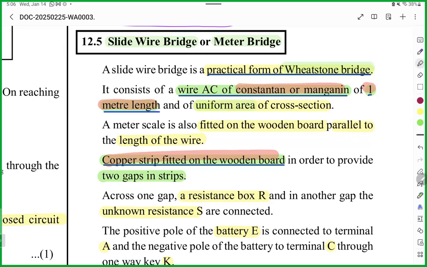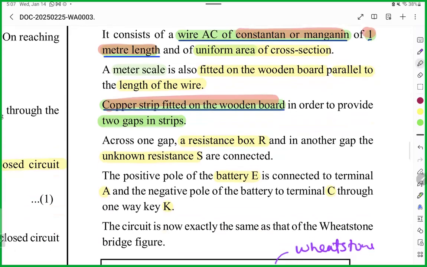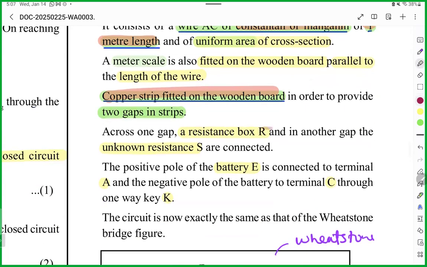A meter is fit on the wooden board. You have a meter scale along with it, that's why it is called meter bridge: a bridge that has a meter scale in it. A copper strip is also fit on the wood block. Why? To provide two gaps in the strip. In one gap you will have R resistance, which is known, and in another gap you have S resistance, which is not known.